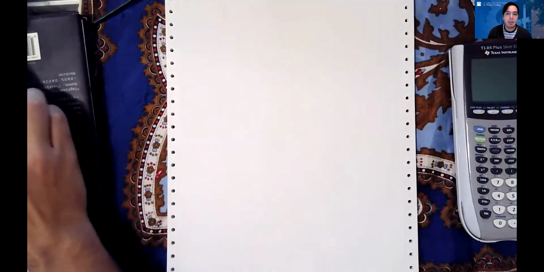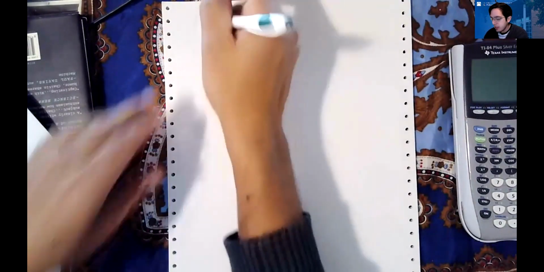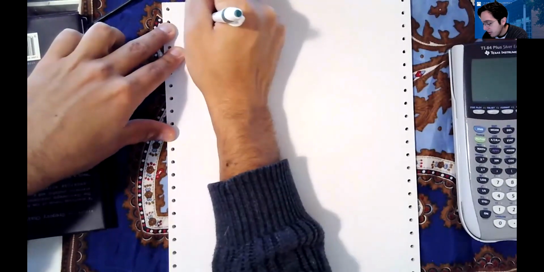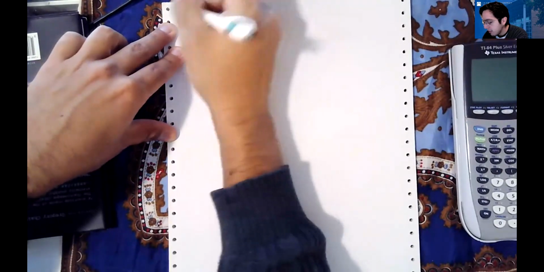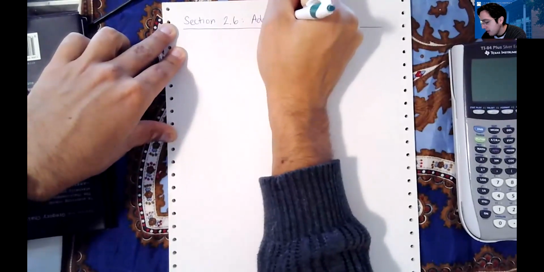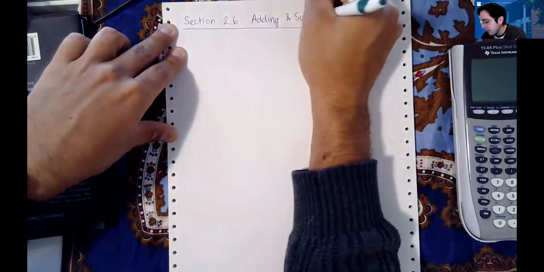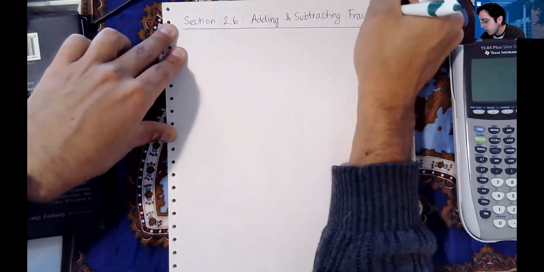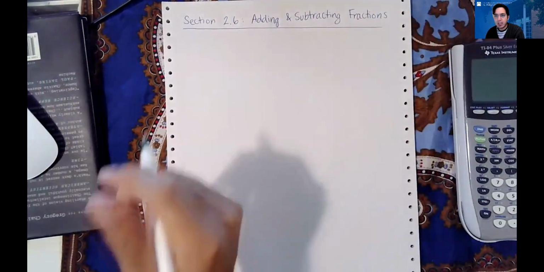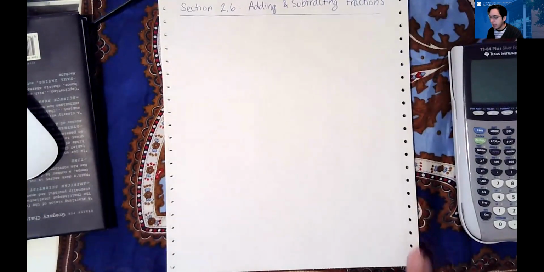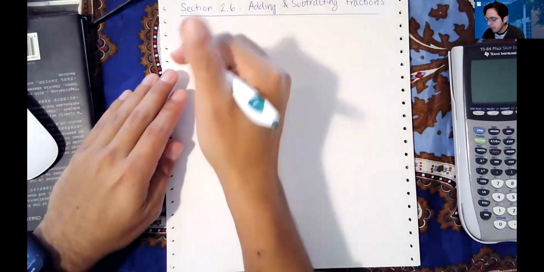Okay. So what we're going to be doing today is looking at section 2.6 because that section is on adding and subtracting fractions. But we have to do a little bit of work here to sort of understand what a fraction is. And we've talked about them a little bit, but I'll go ahead and remind us how fractions work.